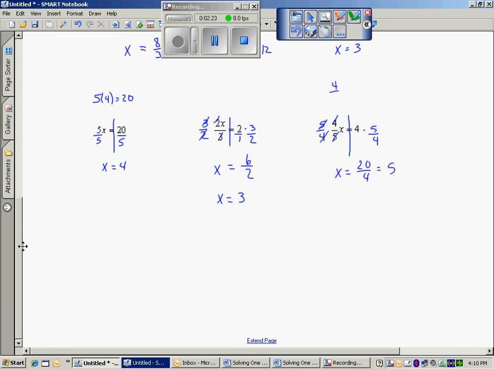If I were to take 4/5 and multiply it by 5, 5 divided by 5 is 1. 4 is equal to 4.